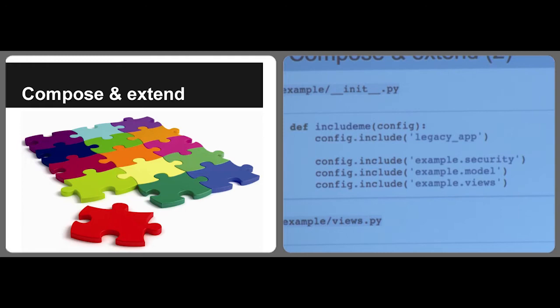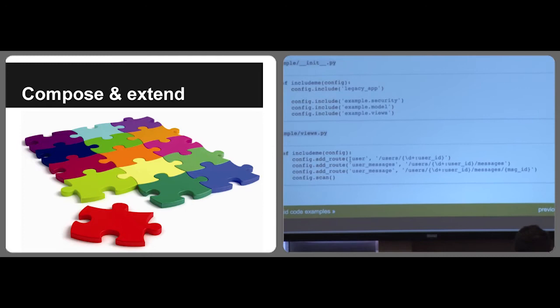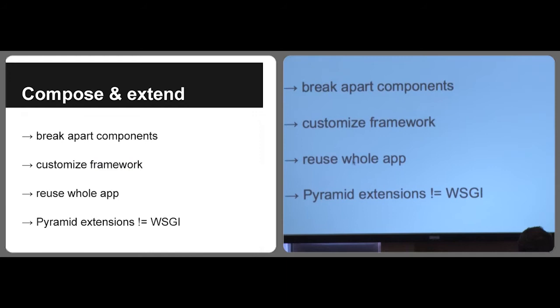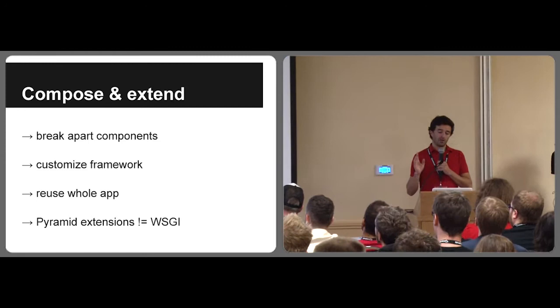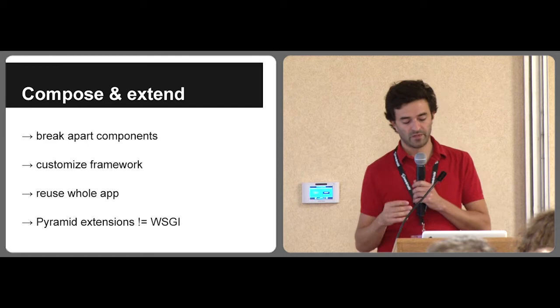So you have a quick example on the views, and on the views we do the exact same job we did before in the main, adding routes and scanning. This aspect of Pyramid is really, really neat. This said, when you write Pyramid extensions, it's not WSGI middleware. It's really for Pyramid, but it's not that terrible.